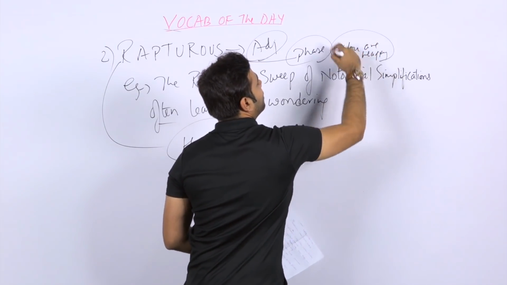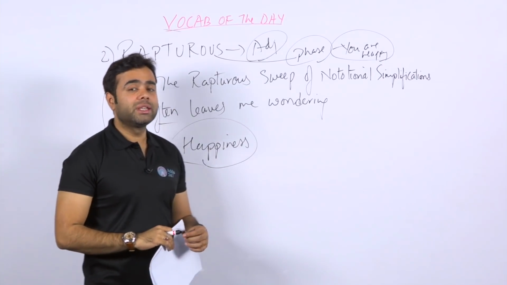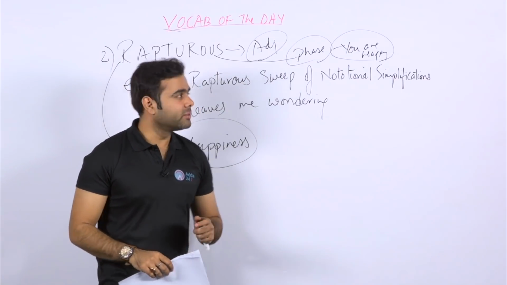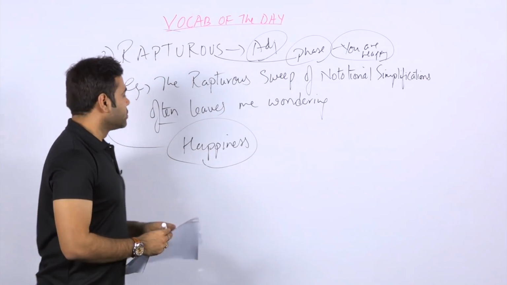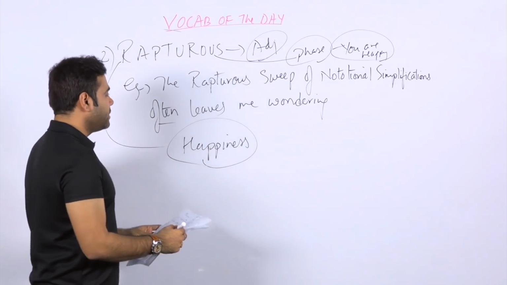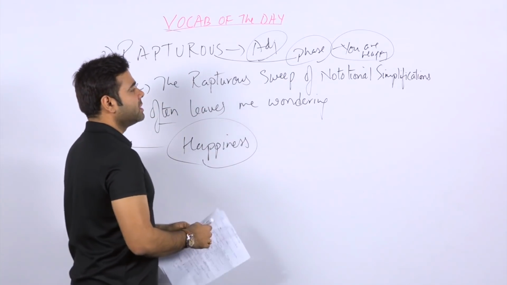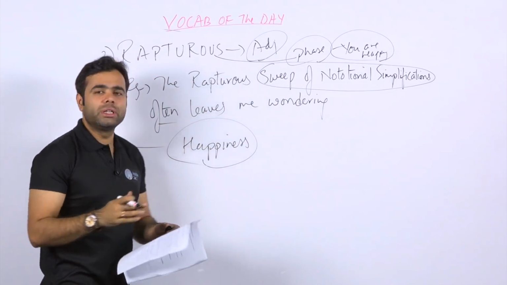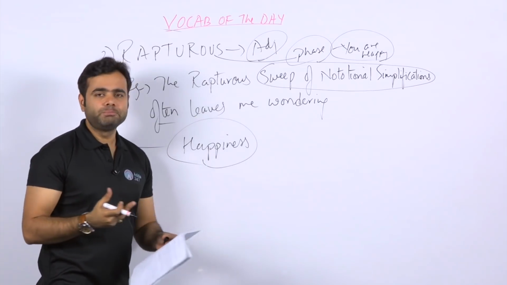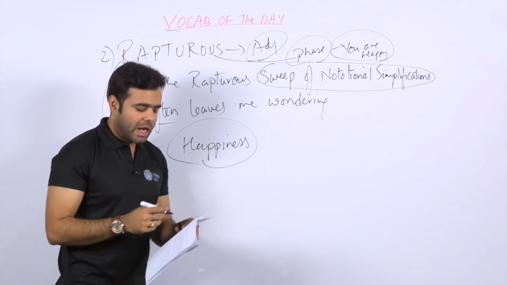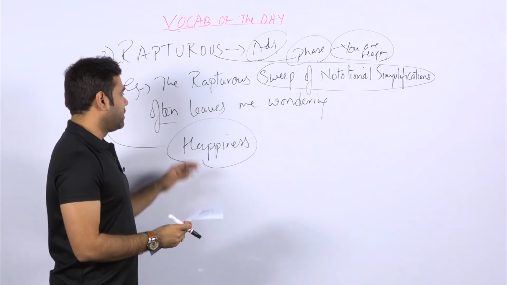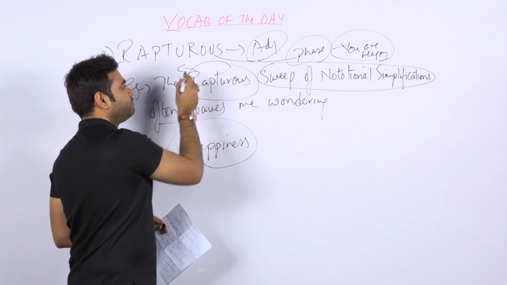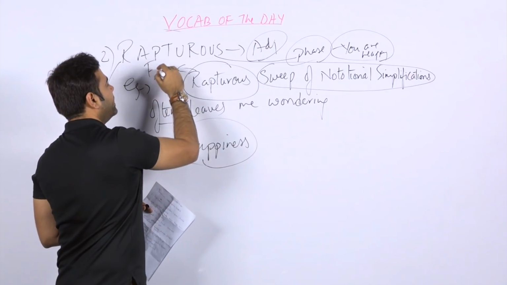Have you heard the song in your childhood days, if you're happy and you know it, clap your hands, isn't it? You need not clap your hands. What you do is just take down the word rapturous. So happiness is related to rapturous, and rapturous sweep of notational simplification. Sweep is to clear out, like when you do in batting. You must have heard this word in cricket commentary. That often leaves me wondering. It says rapturous, the phase, the friendly kind of thing.